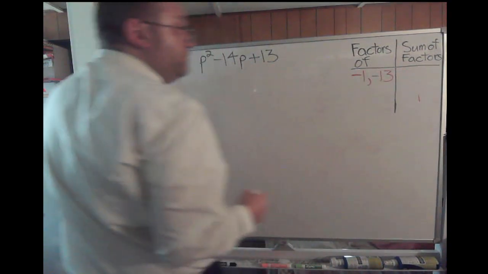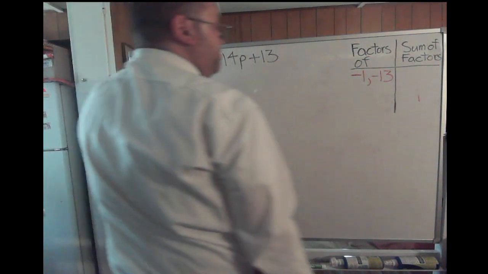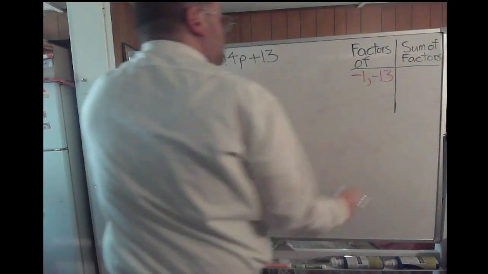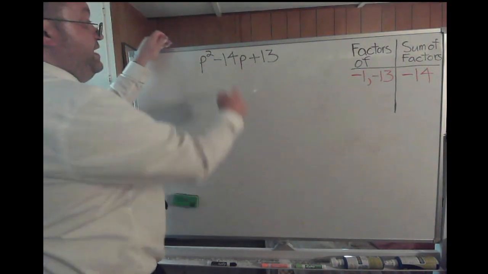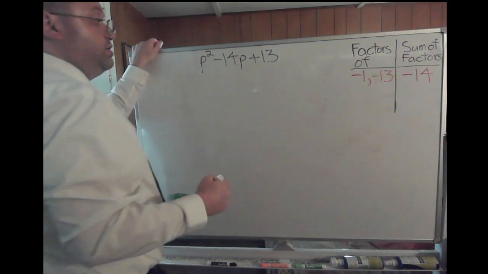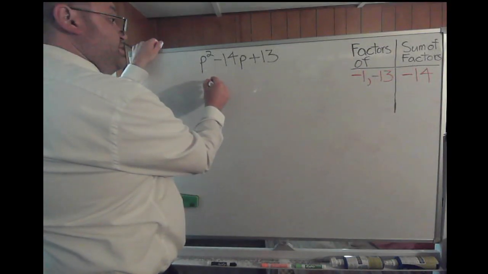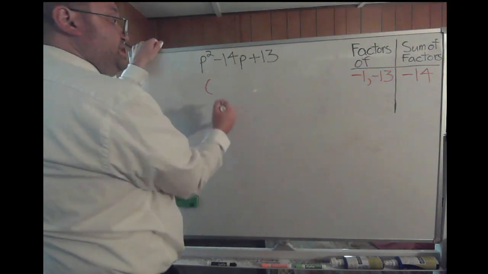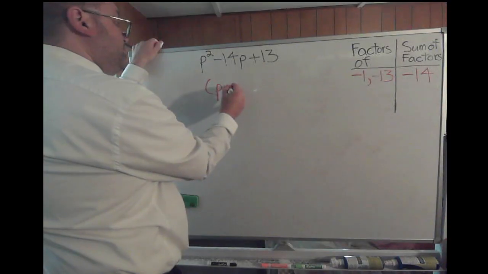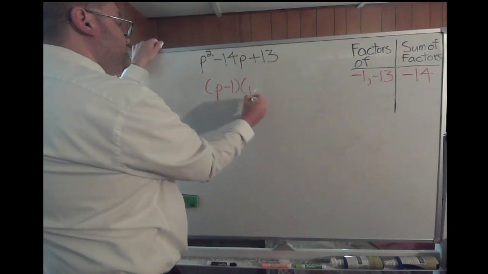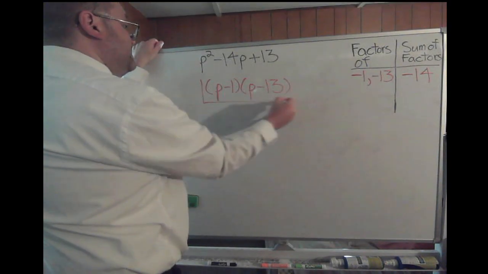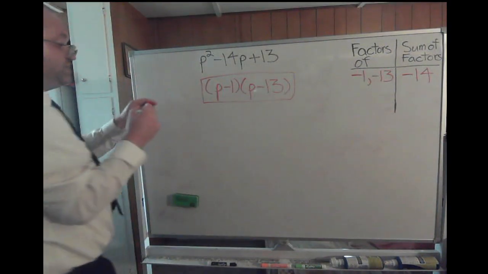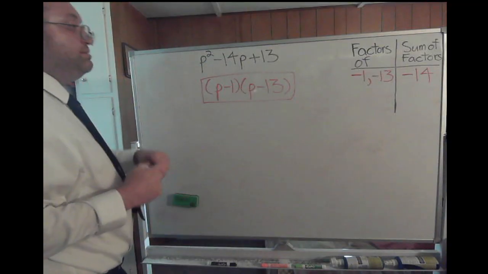And there would be no other factors of 13 since it's a prime number. So you add negative 1 and negative 13 together, you get negative 14. And in fact, that's the coefficient of the middle term. So your factors of negative 1 and negative 13 check out. You'll end up doing p minus 1, that quantity, times p minus 13. And that's the answer you would get for your factors of p squared minus 14p plus 13.